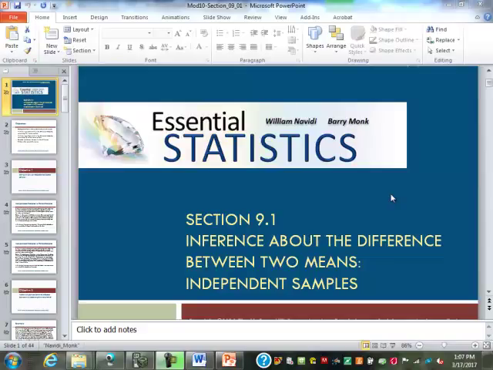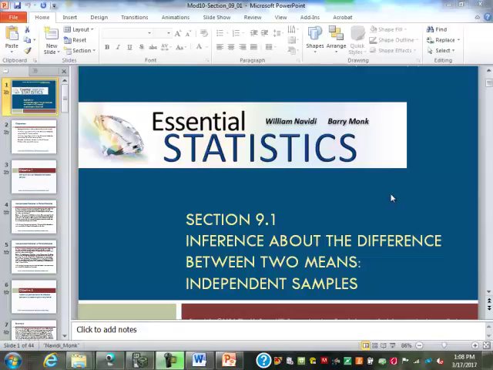Okay, so this week we're talking about Chapter 9. Chapter 9 is dealing with hypothesis testing, inferences, but we're not talking about a single population mean or a single population proportion anymore. We're looking at two populations and comparing their means or their proportions. And we're looking at the difference between those. And there's a couple of different ways to do that.